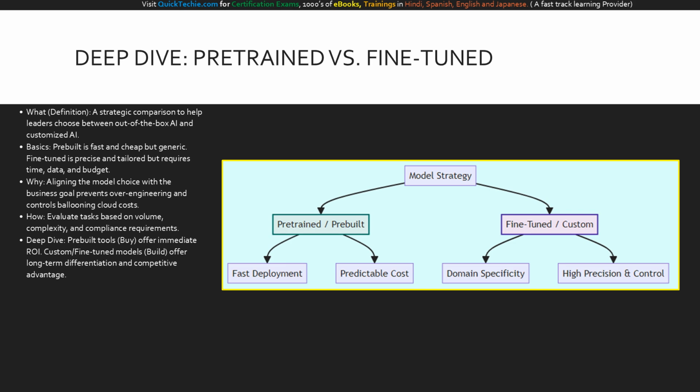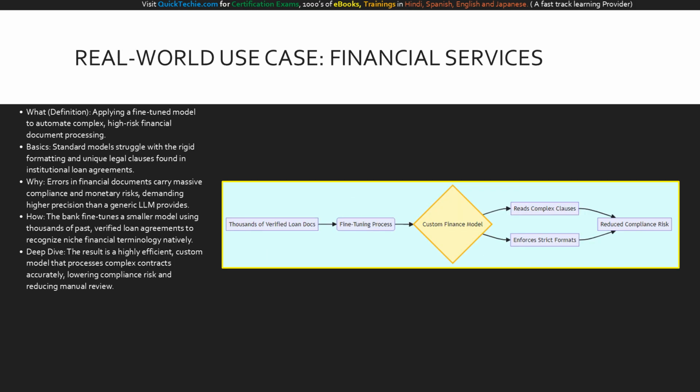As a leader, your goal isn't to pick just one side of this chart, but to understand that a mature enterprise AI architecture will strategically utilize both sides, deploying pre-trained models for operational breadth and fine-tuned models for strategic depth. Let's ground these concepts in a powerful, real-world use case.